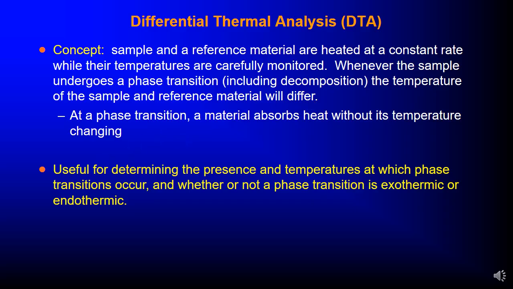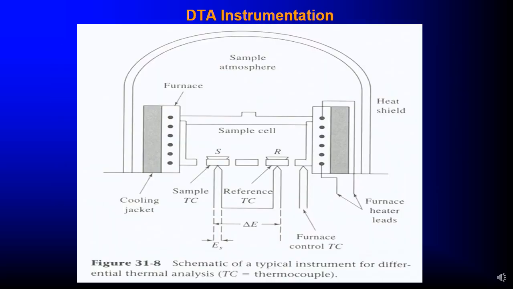So useful for determining the presence and temperatures at which phase transitions occur, and whether or not a phase transition is exothermic or endothermic. So this is just an example: sample atmosphere, then we have a furnace, cooling jacket, sample cell, heat shield, and furnace heater leads. So this is a schematic of a typical instrument for differential thermal analysis.